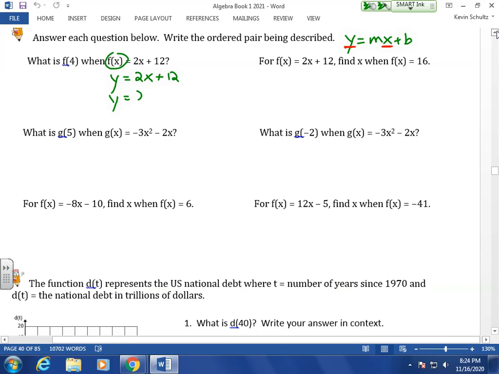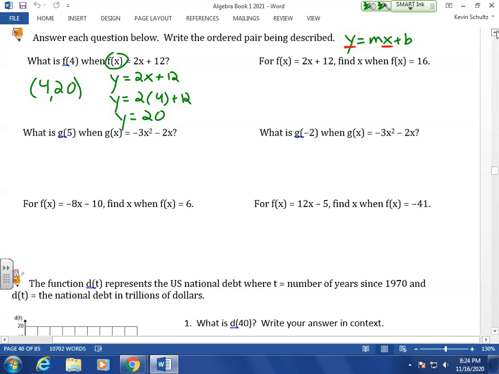So then you plug that in. We get y equals 2 times 4 plus 12. 2 times 4 is 8, plus 12 is 20. y equals 20. So the ordered pair that this represents: when x was 4, y is 20. Right? Let's find another one that looks kind of like that here.